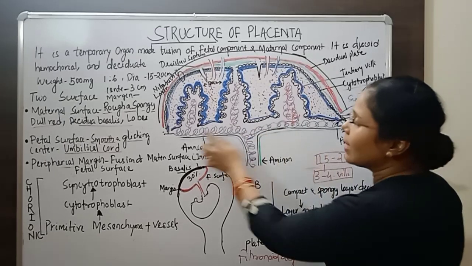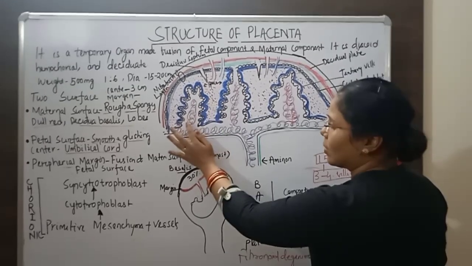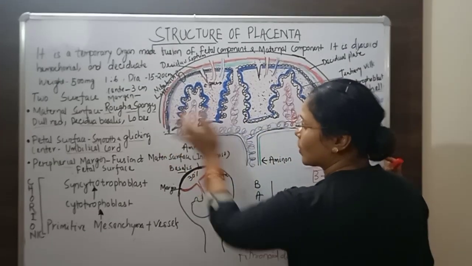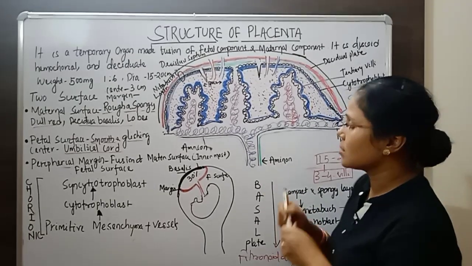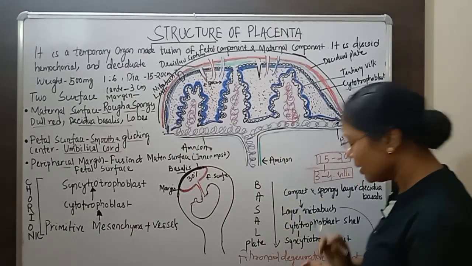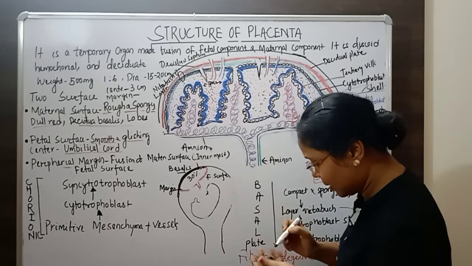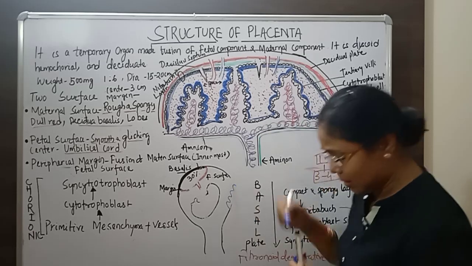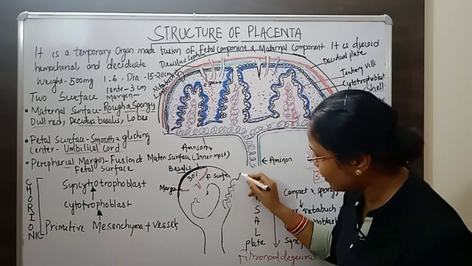Just above it, the stem villi develop. I have drawn 1, 2, 3 villi. In each villus, the first layer, the blue one I have given, is the cytotrophoblast, a single layer of cells, and just above it is the syncytiotrophoblast, which I have given in black.